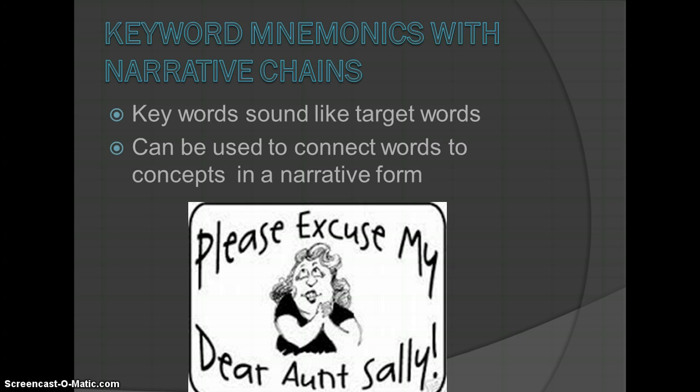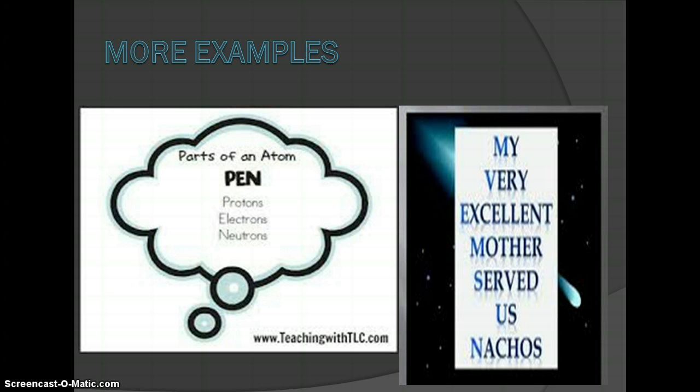For example, in math, students learn the order of operations by using "Please excuse my dear Aunt Sally," where P stands for parentheses, E for exponents, M multiply, D divide, A add, and S for subtraction. Other examples, for biology, would be PEN for parts of the atom. P would stand for protons, E for electrons, and N for neutrons.